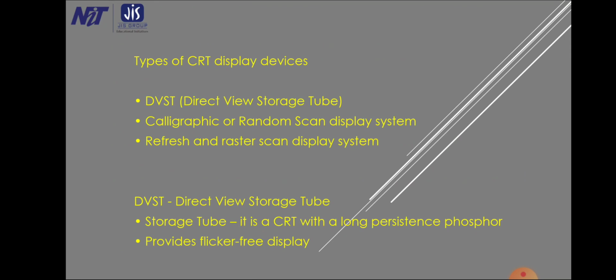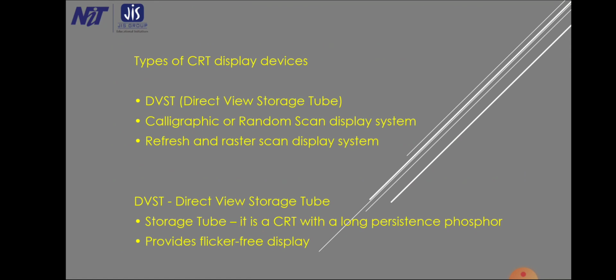If we look into the types of display devices, the first one, the simplest one, is the direct view storage tube or the DVST. The second one is the calligraphic or random scan display system. The third one is the refresh and raster scan display system. All these three devices we will discuss in detail, but the common part of these display devices is the concept of the cathode ray tube or CRT.